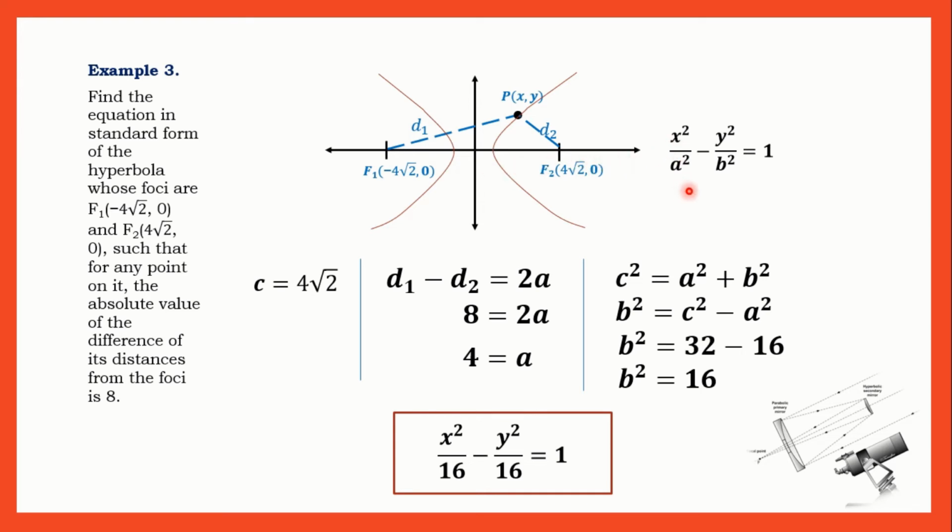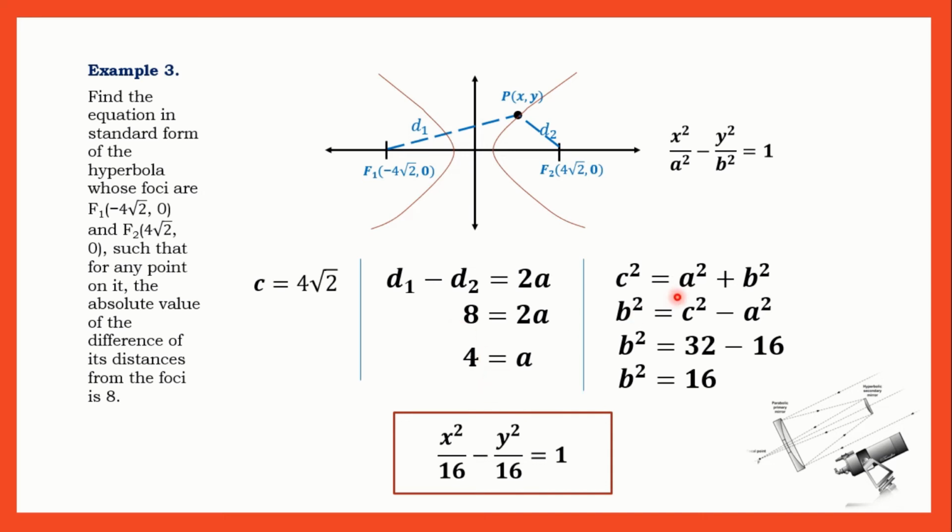So the standard equation that we will be using here is x squared over a squared minus y squared over b squared equals 1. The distance from the center to a focus is 4√2. That is, the value of c is 4√2. For any point on the hyperbola, the absolute value of the difference of its distances from the foci is 8. So a is equal to 4.